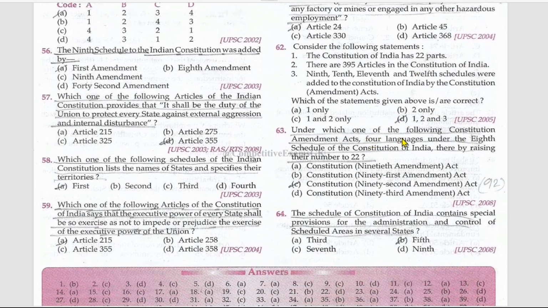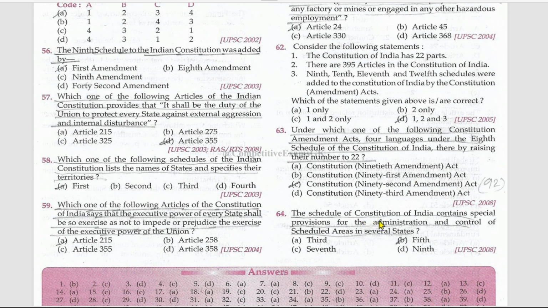Under which one of the following Constitution Amendment Acts were four languages added to the 8th schedule of the Constitution of India, thereby raising their number to 22? 92nd Amendment Act. Initially, how many languages were there under the 8th schedule? And after each amendment, how many amendments have been made to add languages to the 8th schedule? And what are the languages added? Mention those in the comments.